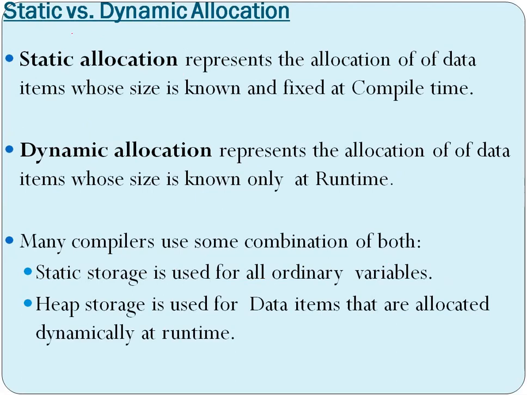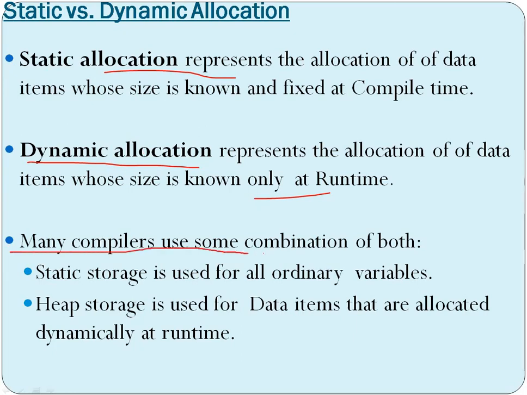Static versus dynamic memory allocation. Static allocation represents the allocation of data items whose size is known and fixed at compile time. It represents the allocation of static data variables like ordinary variables, whereas the dynamic allocation represents the allocation of data items whose size is known only at runtime. That means all the variables that are created using malloc function in C language are stored following the dynamic allocation technique.